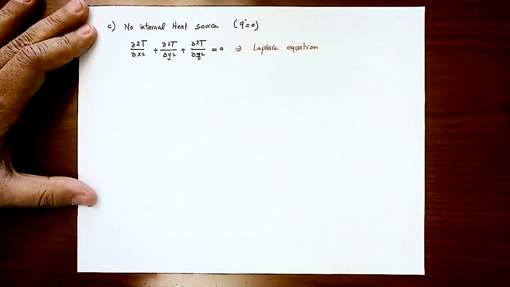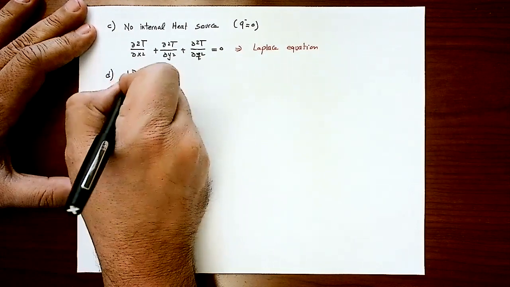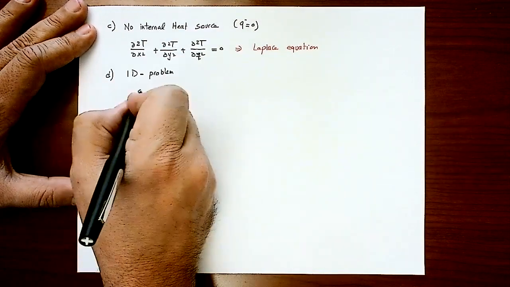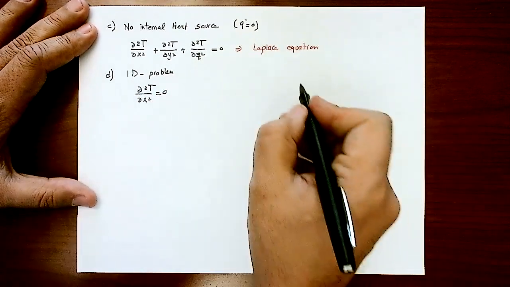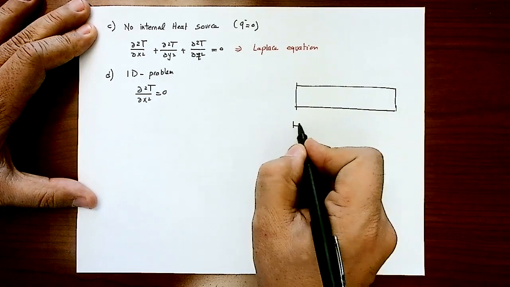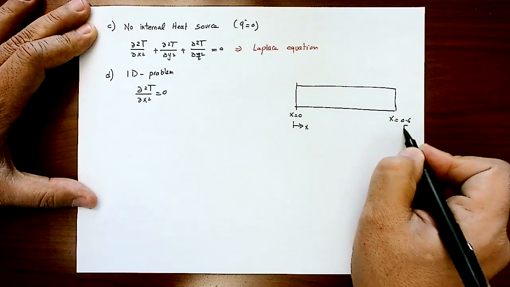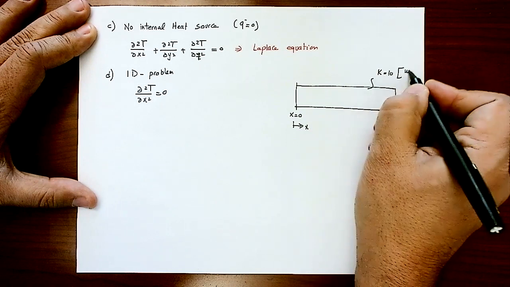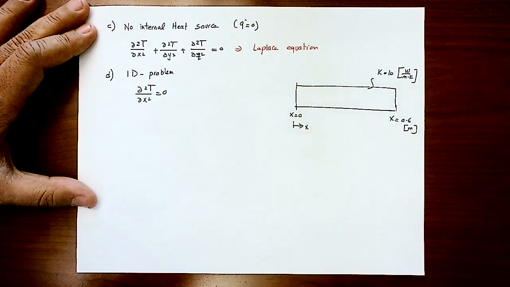The last and final assumption, which is what I kept from the beginning, is to do a one-dimension problem. If you do a one-dimension problem, it's going to be partial 2T by partial x squared equals 0. It's still a Laplace equation, but only for one dimension. So again, this is my solid bar. This is the x direction. x is equal to 0 here. x is equal to 0.6 meter here. Thermal conductivity is given as 10 watt per meter Kelvin, right? And I would like to get the temperature distribution here.